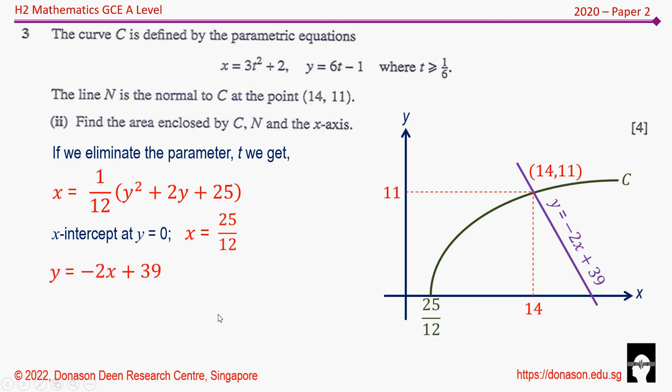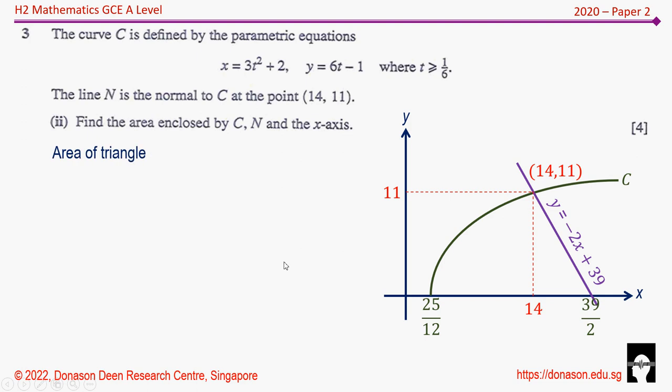If I want to use the area of a triangle, I need to use half base times height. Height I already have, which is 11 units, but the base I do not have. So I need to find out the x-intercept of the normal line. For this we can replace the y with 0 and find the value of x. At the x-intercept, y equals 0. If I replace this with 0, we're going to have 2x equals 39, and the value of x would simply be 39 over 2. So there we have the x-intercept.